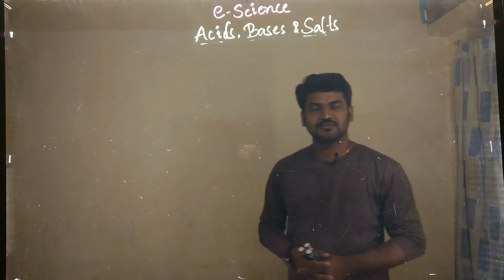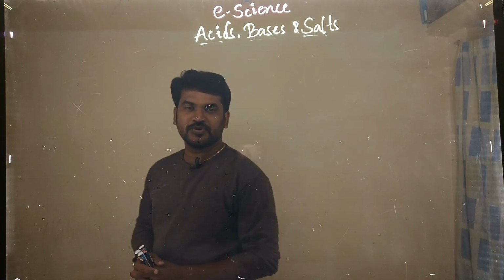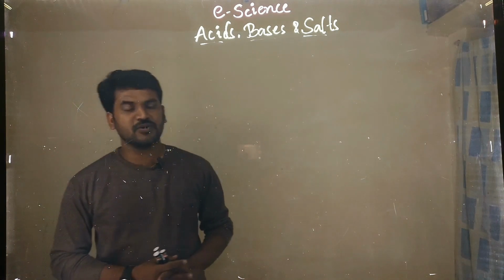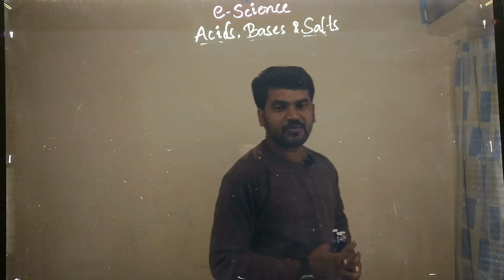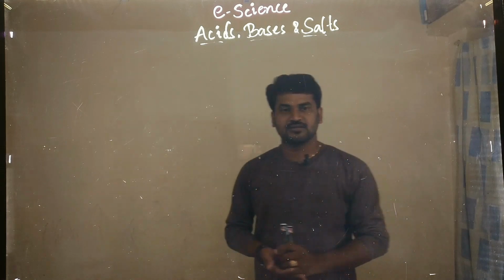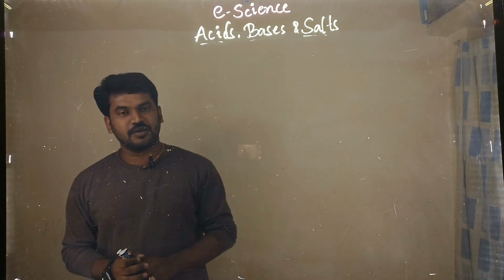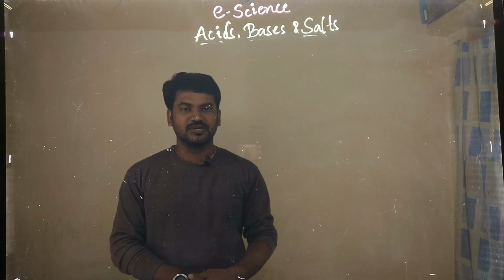In the last class, we discussed the physical properties of acids, bases and salts. And now today we are going to discuss the chemical properties and some indicators, like synthetic indicators, and how to identify the acids and bases with the help of the indicators.